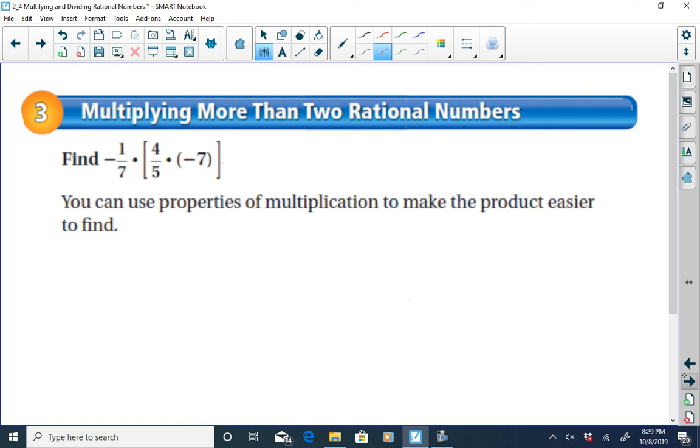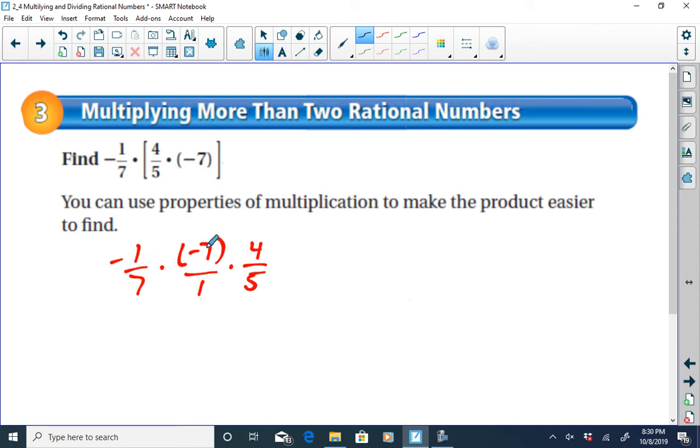All right? Let's take a look at another example. If we're multiplying more than 2 rational numbers, we can use properties of multiplication to make the product easier to understand. For example, right, we would rewrite this as negative 1 over 7 times, right, the negative 7, which we'll put over 1, times the 4/5. So we just used the commutative property of multiplication because we changed the order of our multiplying. Now, how does that make it easier? Well, negative times negative is positive, right?